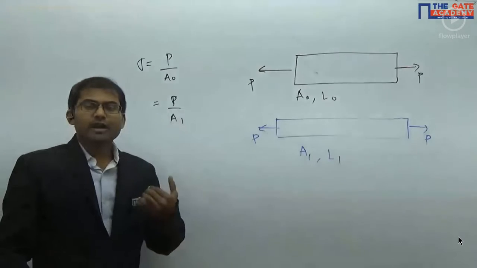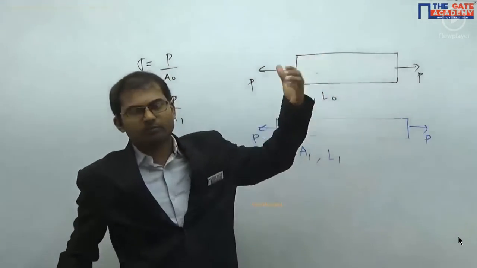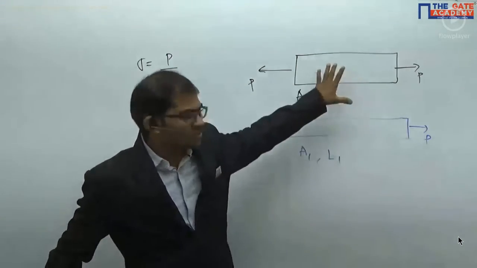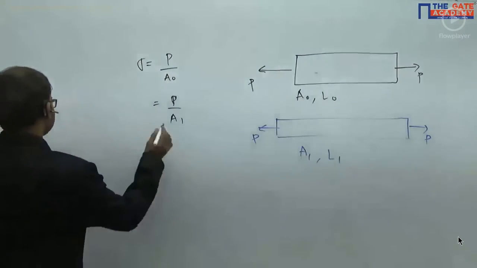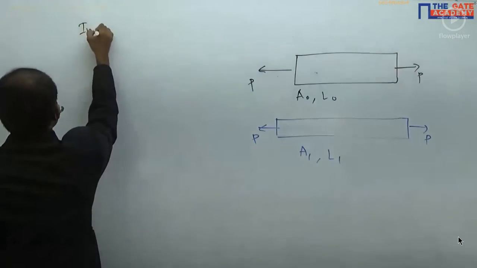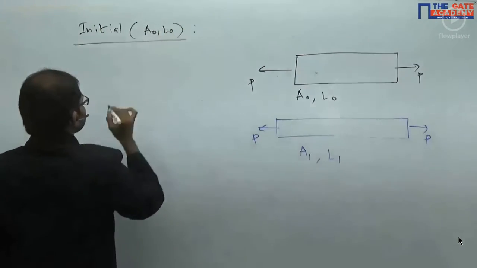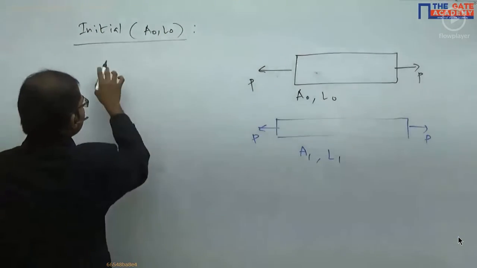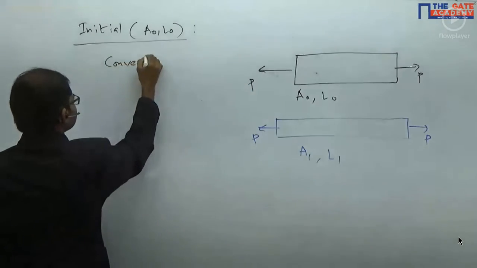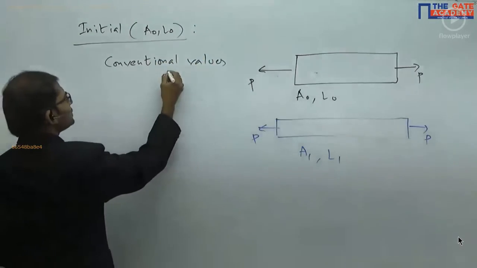If you are willing to find stress or strain, by the application of load the dimensions would definitely change. If you are going with initial dimensions, I am writing it here clearly: initial dimensions, A0, L0. In that case, the stresses and strains are called conventional values, or engineering values.